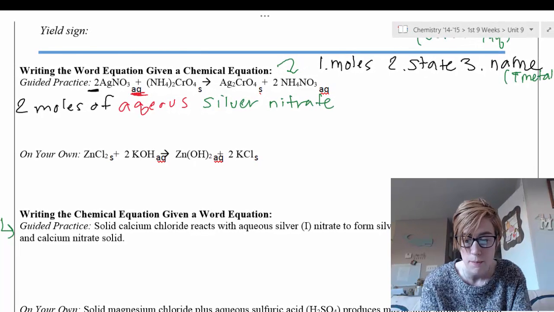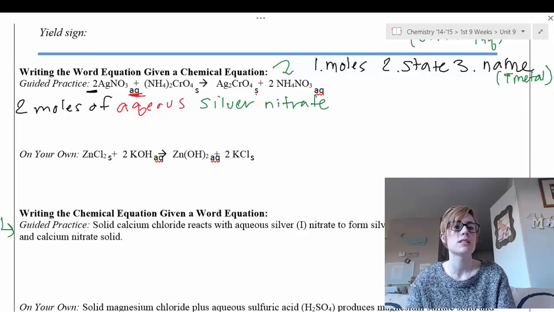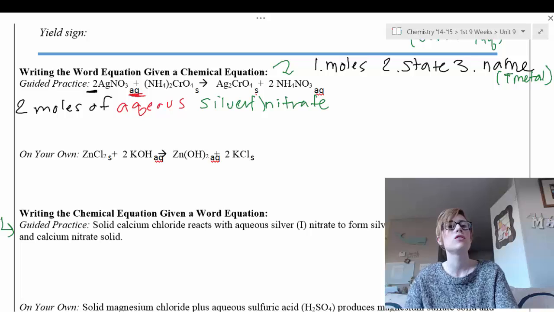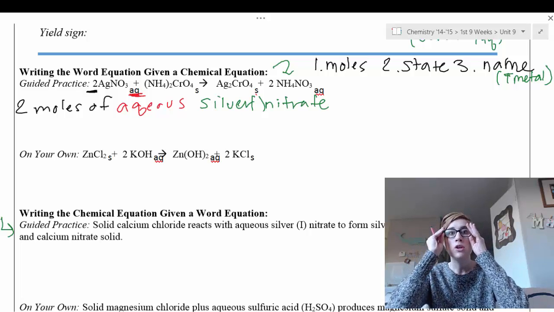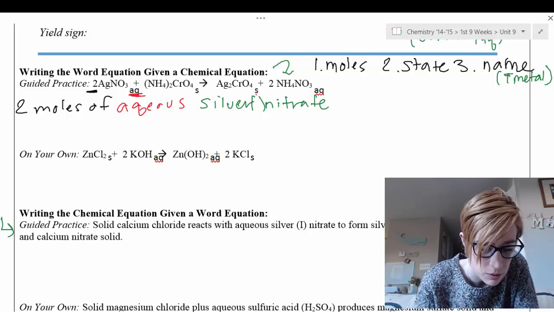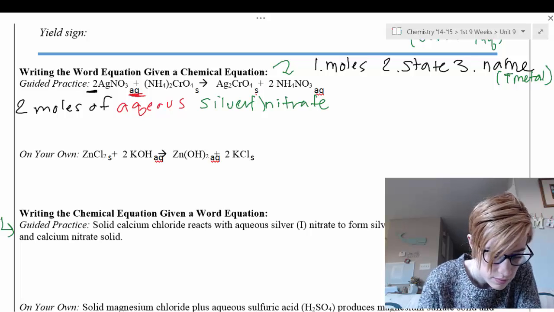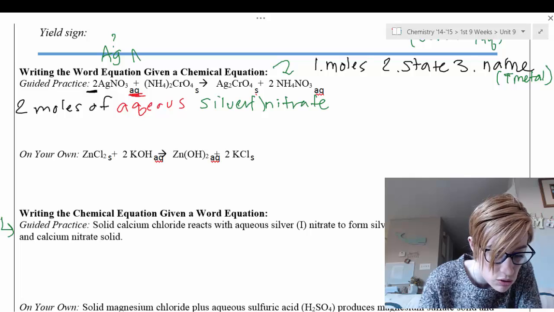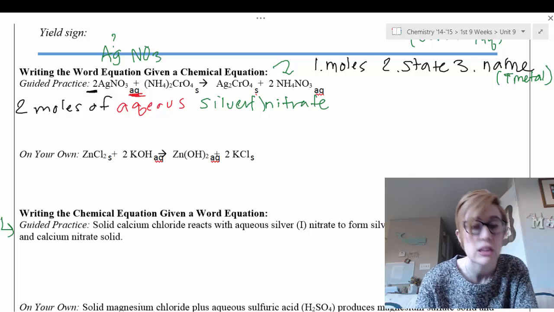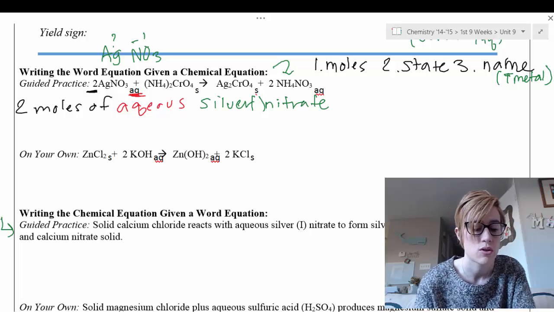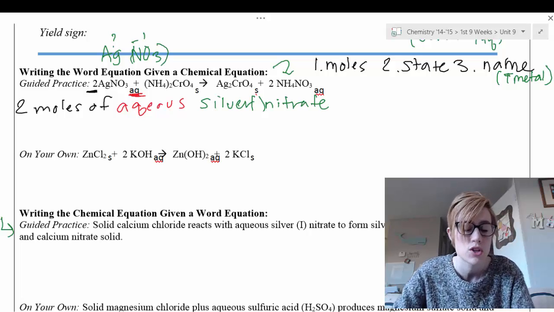You have to remember that if you have a transition metal, you have to write the charge as a Roman numeral in parentheses. Silver is a transition metal. How do I find its charge? Well, you don't know its charge, but you do know the charge of what it's bonding with. I'm going to write this just up here so I have more room. Here's silver. We do not know its charge, but we do know nitrate's charge. If I look on the polyatomic chart, nitrate's charge is -1.